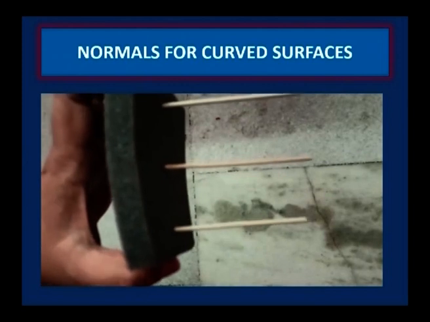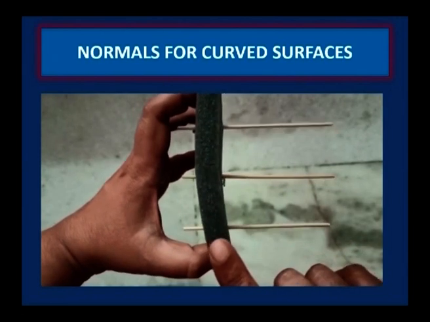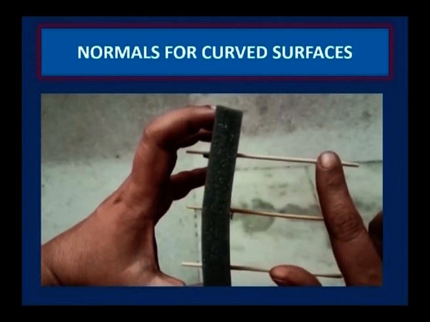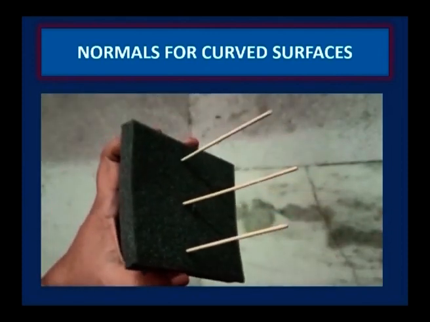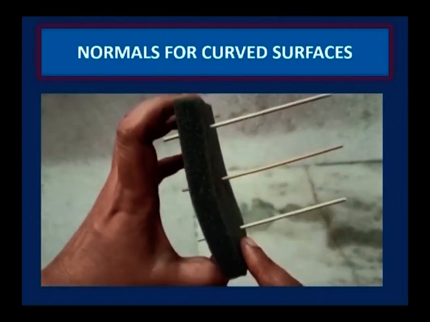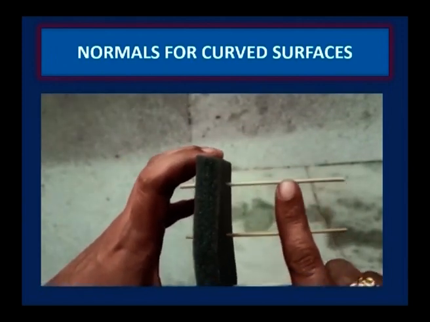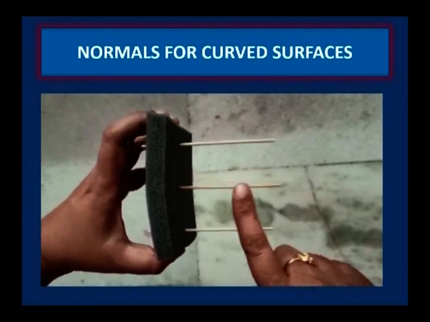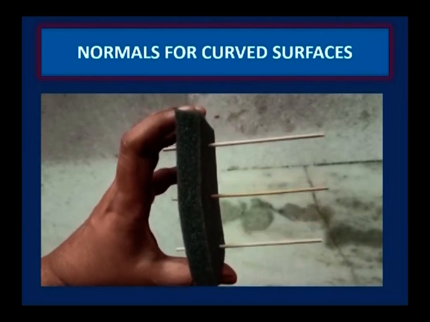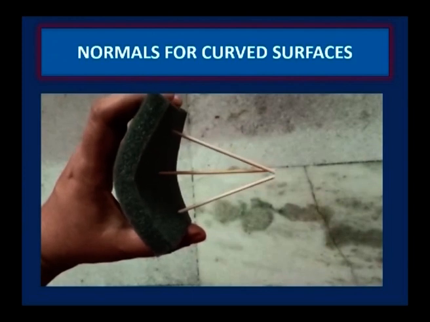Observe this foam sheet, children. Let us assume this foam sheet is a plane mirror and the sticks are the normals. We have inserted the sticks normal to the plane mirror. So this is a plane mirror surface and the sticks are normal to the surface. All these normals are parallel to each other. Now let us bend it.